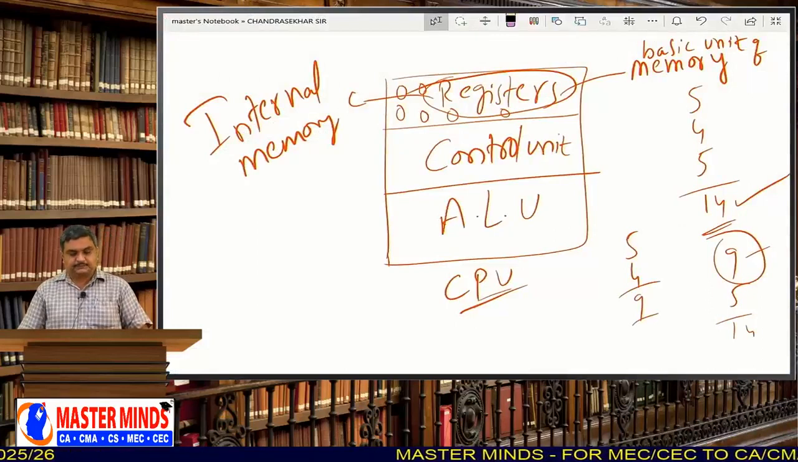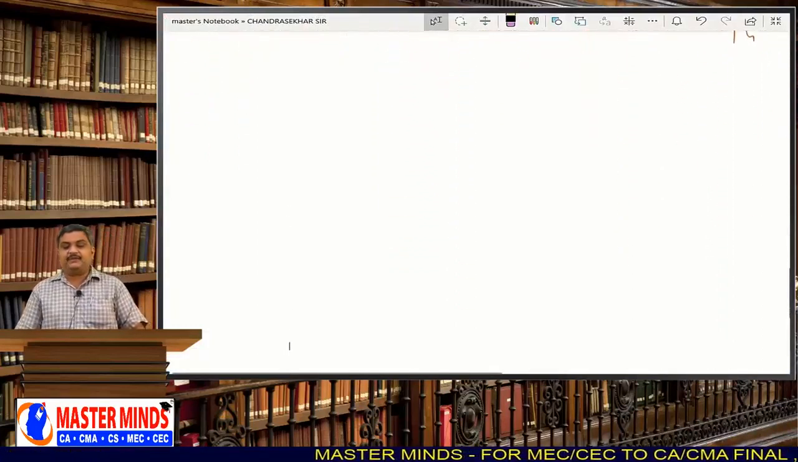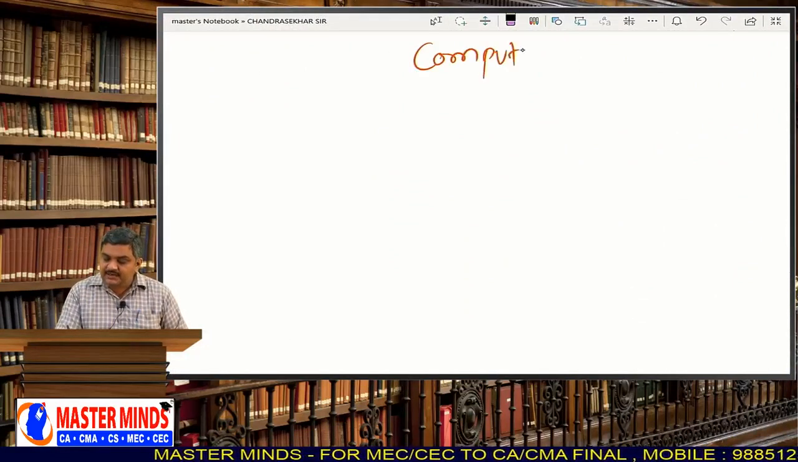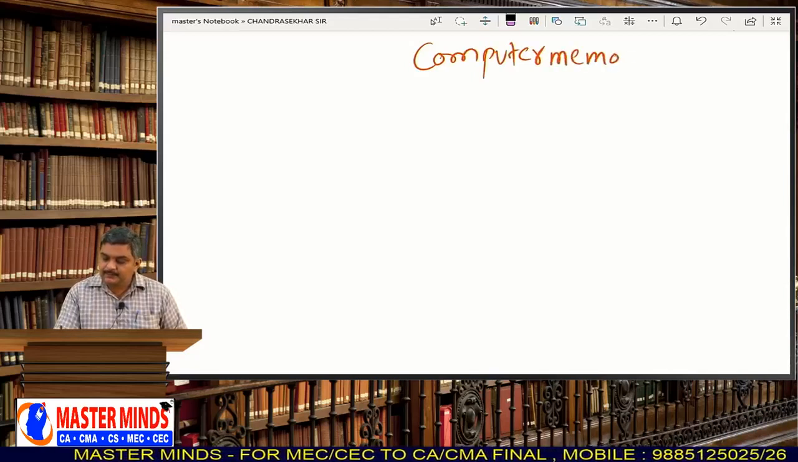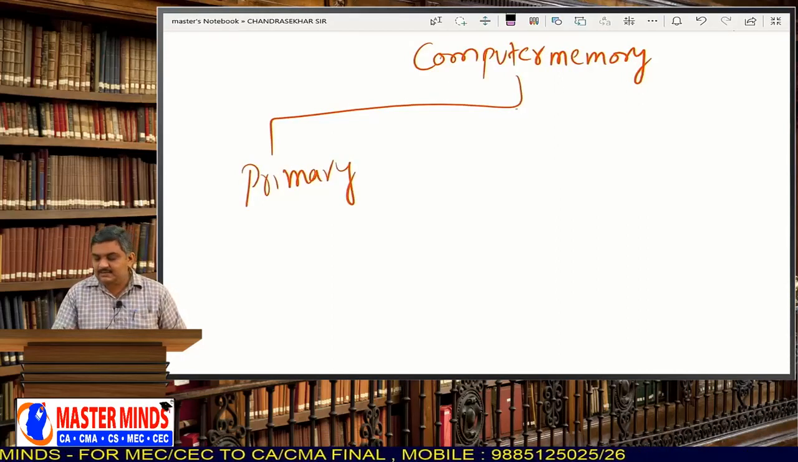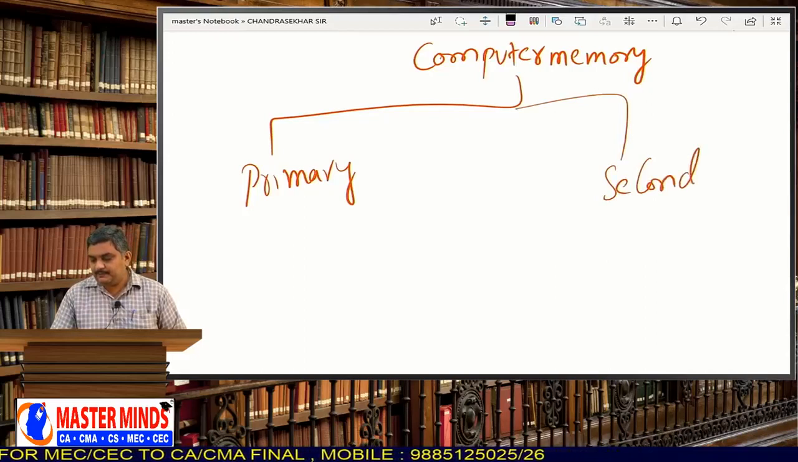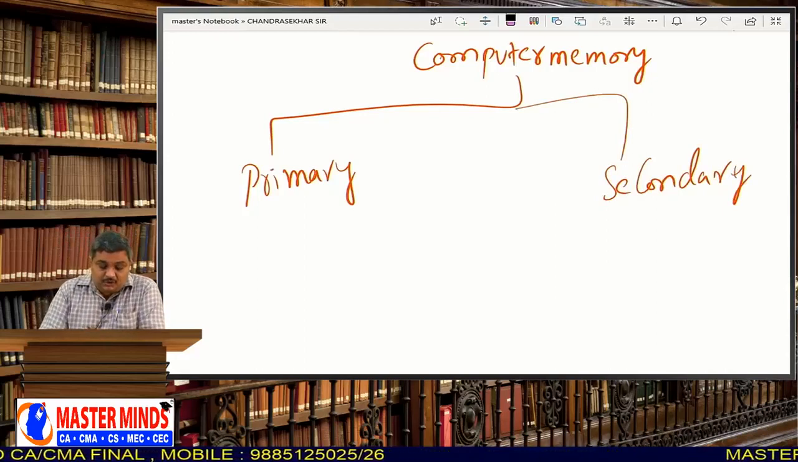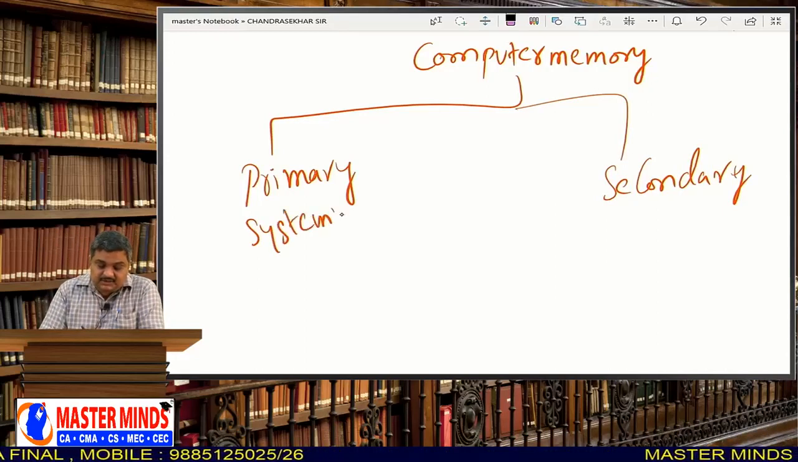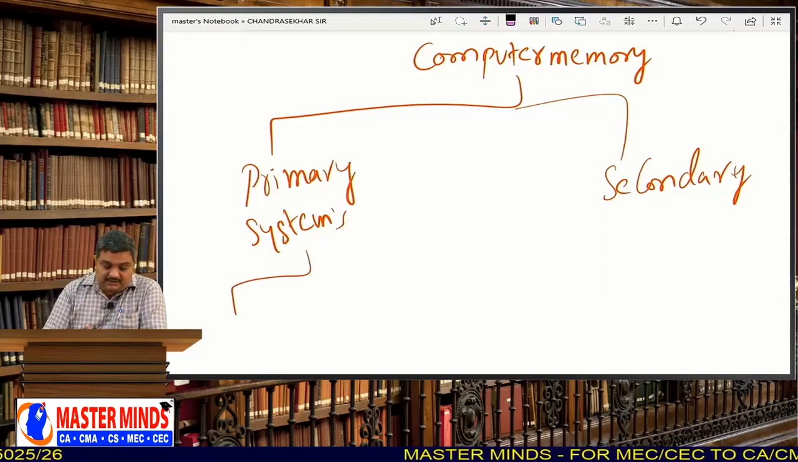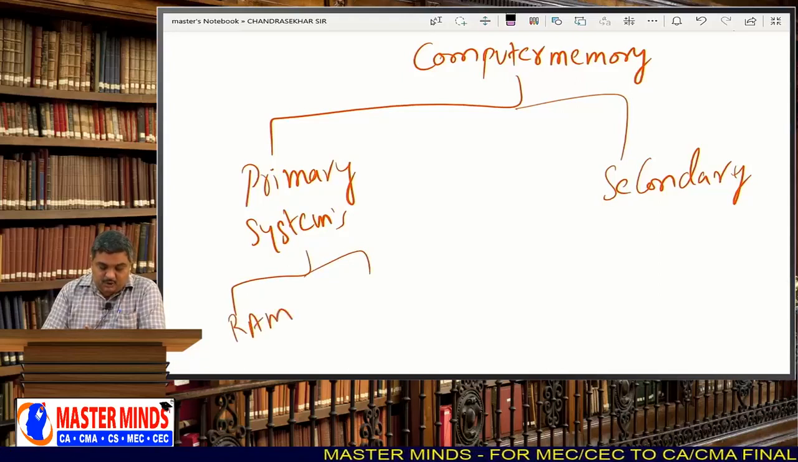See, in a computer, memory can be divided into two: primary memory and secondary memory. This primary memory is also called system memory because it is very helpful for the computer to function. Hence, it is called system memory. This primary memory is of two types, RAM and ROM.